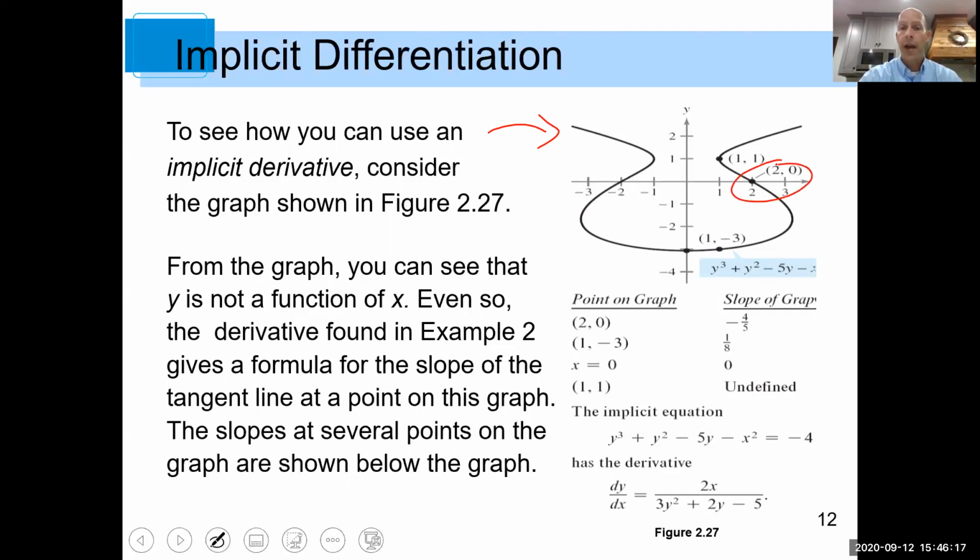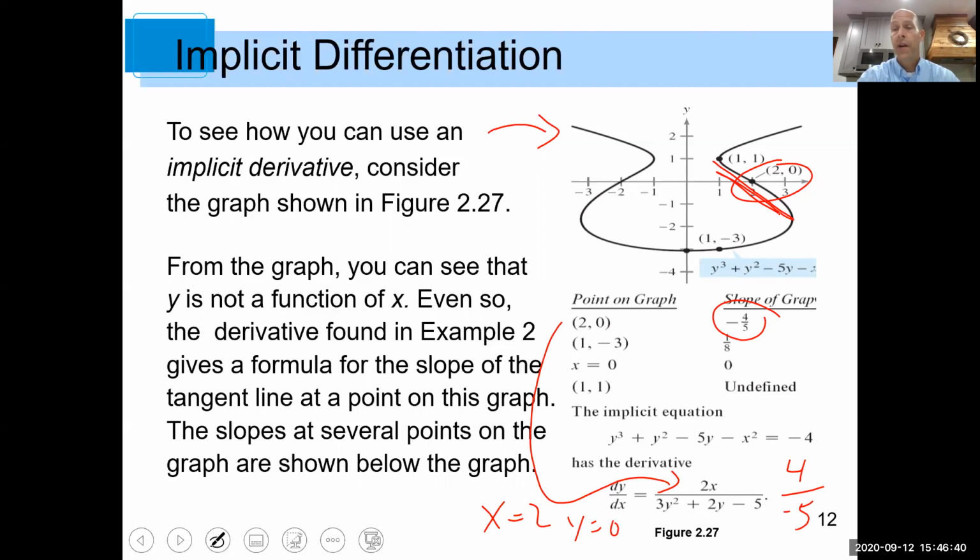Well, the way you would do that is you would simply plug x equals 2 and y equals 0 into this equation. Of course, on the numerator, you're going to get 2 times 2, which is 4. And then the denominator, since y is 0, you're going to get negative 5. So that tells us that the slope of the tangent line right there is negative 4/5.